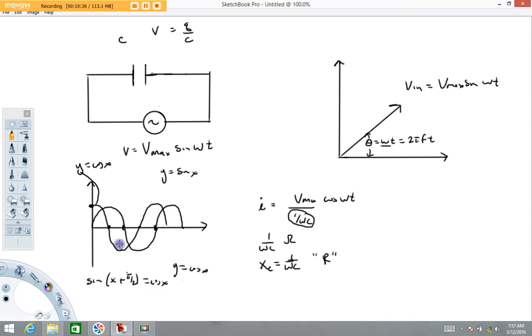I like to think of this in terms of shifting. So I take this sine wave. If I shift it left by pi over 2, I would get a cosine wave. So sine of x plus pi over 2 is equal to cosine x. Now, the reason that's important is right here.